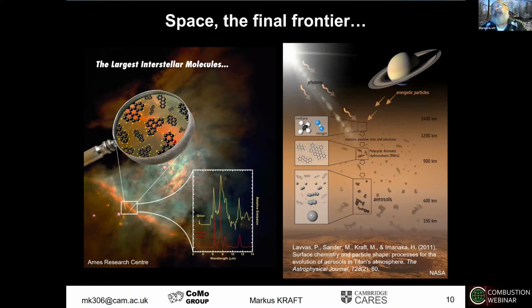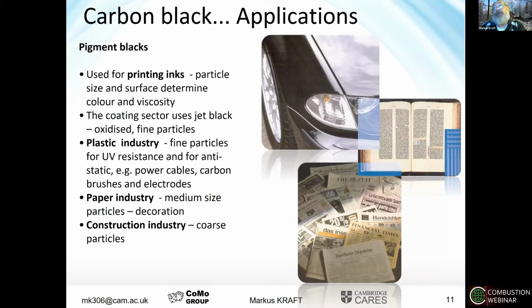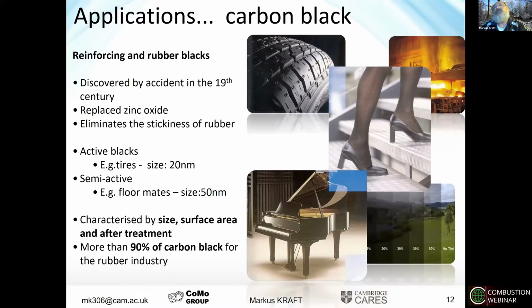And it's not only harmful, it's also an important industrial product. I just want to mention two areas: the pigment blacks. It's used for printing inks, in plastic, in paper, in the construction industry, and it's not only used for inks, but also as a reinforcement material, in particular in tires. That's the main area of application. And 90% of all carbon blacks are actually for the rubber industry, a very important industrial material.